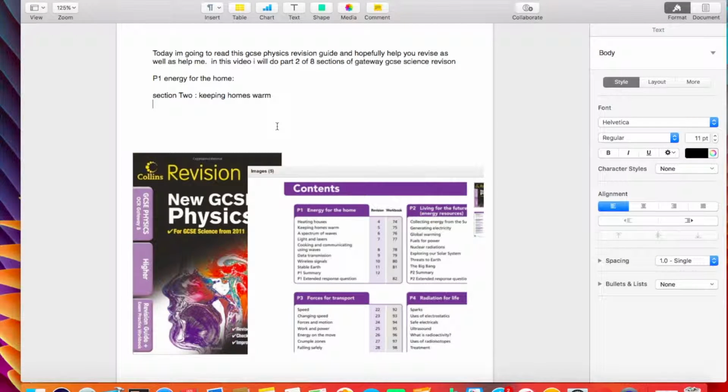to read this GCSE Physics Revision Guide and hopefully help you revise as well as help me. In this video I will do part 2 of 8 sections of Gateway GCSE Revision, P1 Energy for the Home, Section 2 Keeping Homes Warm.